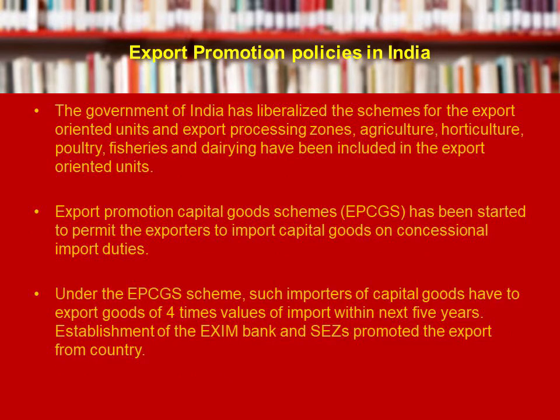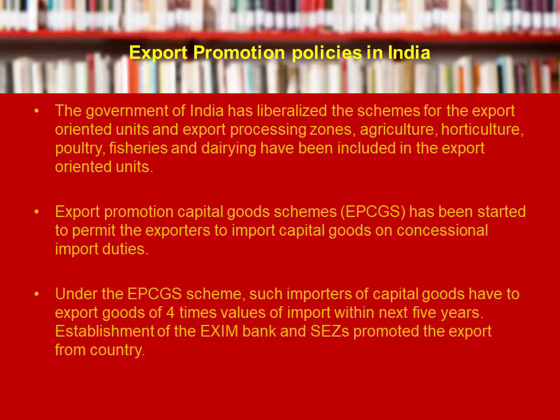Export promotion policies in India. The Government of India has liberalized the schemes for the export-oriented units and export processing zones. Agriculture, horticulture, poultry, fisheries, and dairying have been included in the export-oriented units.